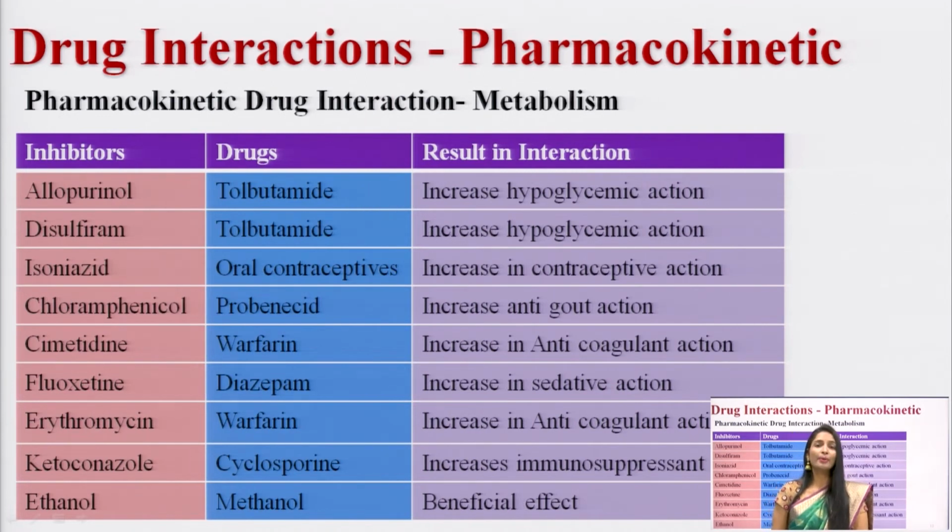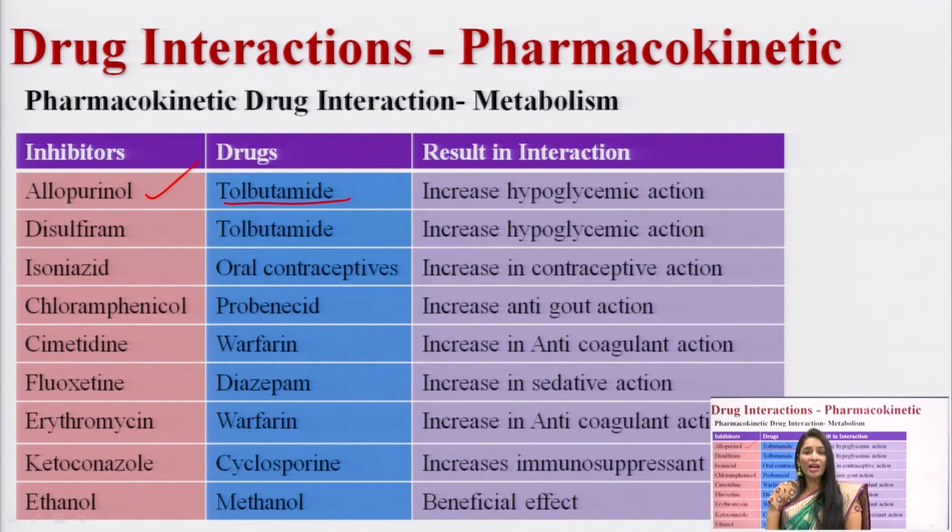And what about the inhibitors? This is about the enzyme inhibitors. So, what are the enzyme inhibitors? Allopurinol, disulfiram, isoniazid, chloramphenicol, cimetidine, ethanol, ketoconazole, erythromycin, all these are the enzyme inhibitors. If you take drugs with the enzyme inhibitors, for example, allopurinol, which is a drug that falls under enzyme inhibitors, and you take allopurinol with tolbutamide, what is going to happen here?